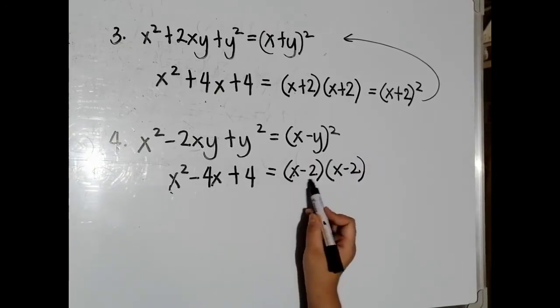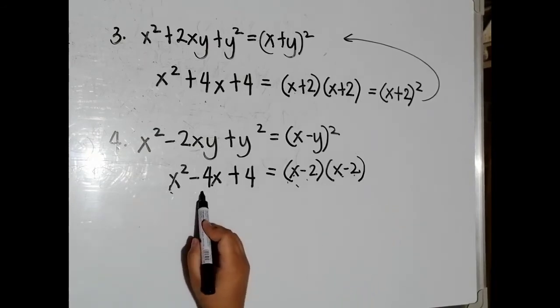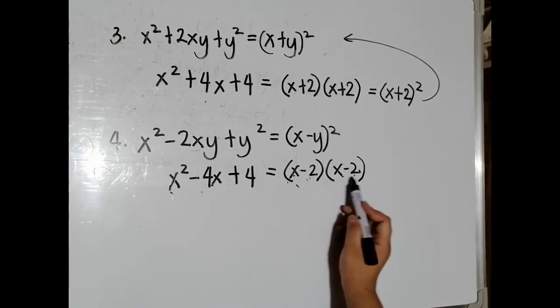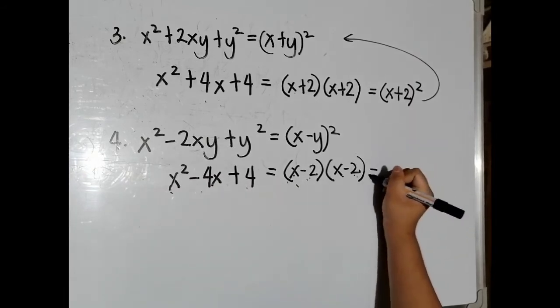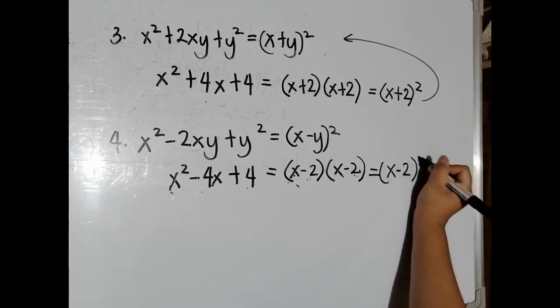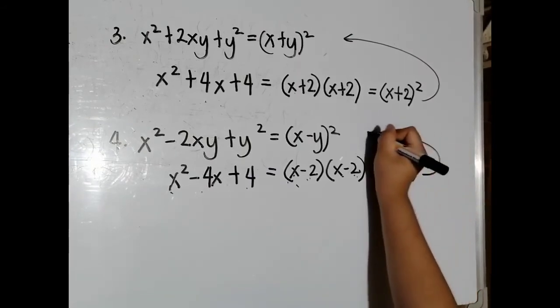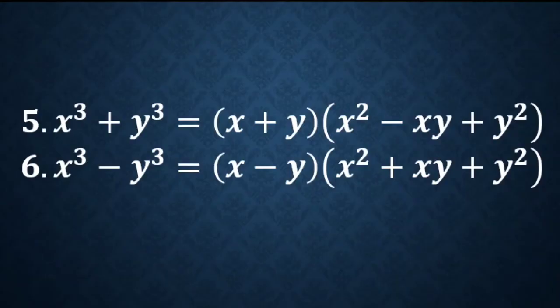x times x will be x squared. Then negative 2x plus negative 2x will be negative 4x. Negative 2 times negative 2 is 4. The factor now, in simplest way, will be x minus 2 squared, the same as the above pattern. The previous examples are all about binomial.